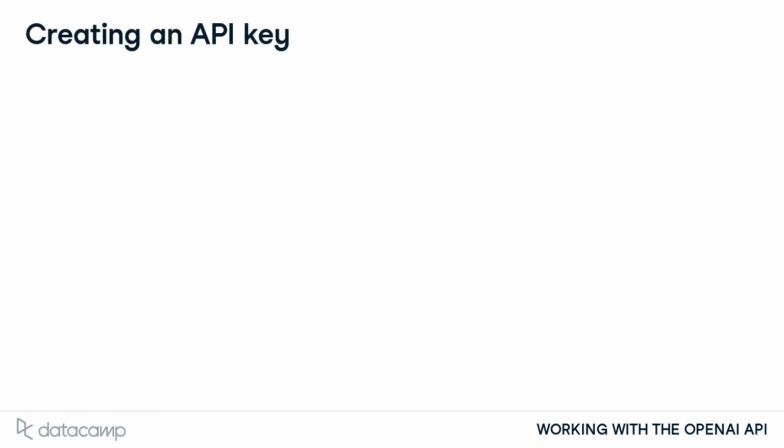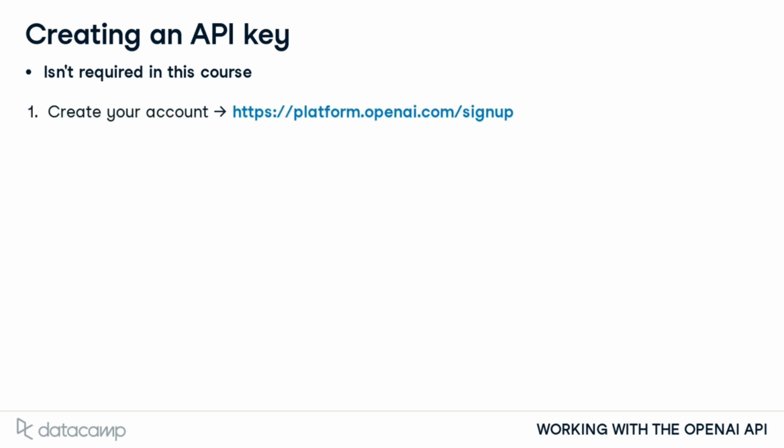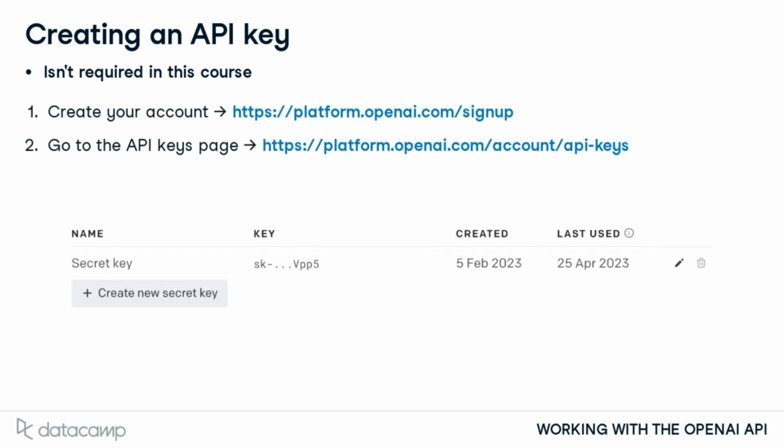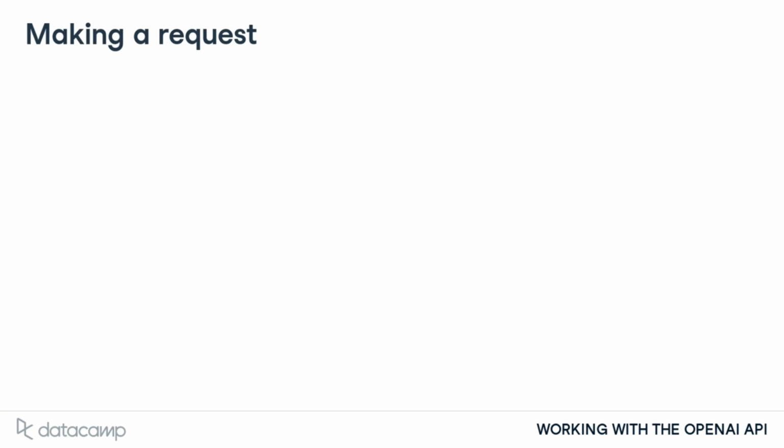In this course, creating an API key for authentication isn't required. But if you'd like to create one for other projects, you need to create an OpenAI account, go to the API keys page, and create a new secret key. OpenAI sometimes provides free trial credit to new users, but if not, you may need to add some credit. There are several ways to interact with an API, but in this course, we'll use OpenAI's own Python library.